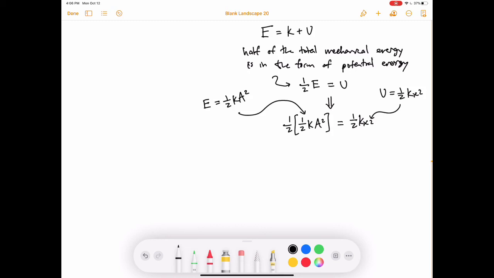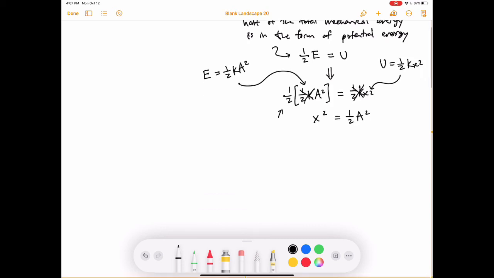Okay, so right away we can cancel out some things, 1/2 k and 1/2 k, and we're left with x squared is equal to 1/2, because I still have this factor out front, times a squared. So x would be plus or minus the square root of 1/2 times a squared, or in other words, plus or minus 1 over root 2 times a.